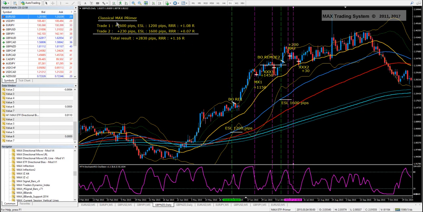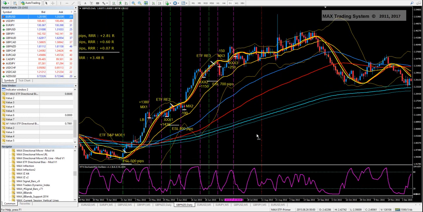Now the same movement with the Max Primer and the Max ETF Primer was this kind of trades here.